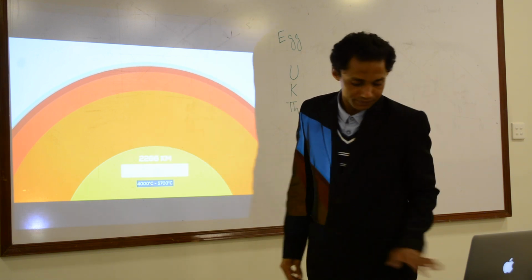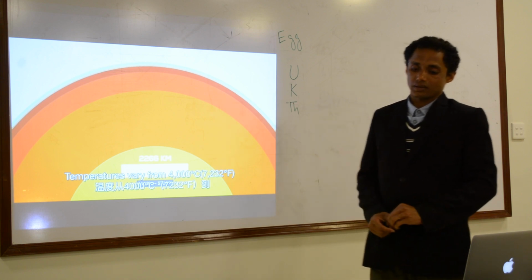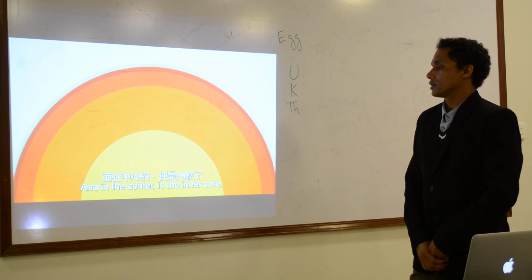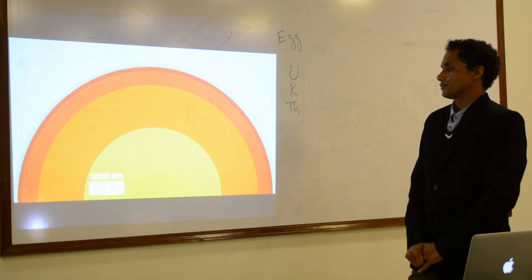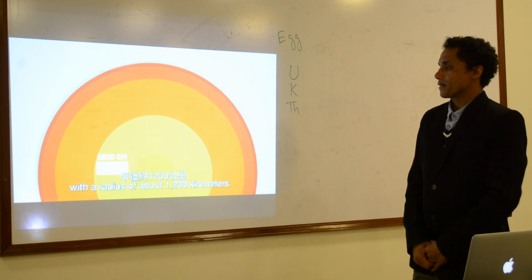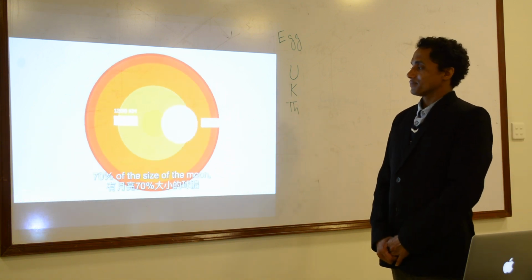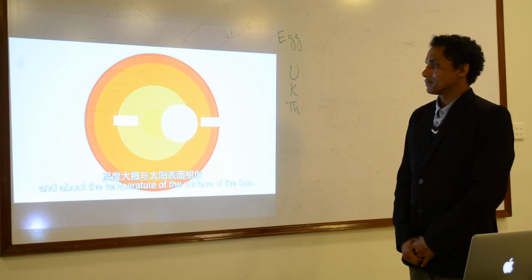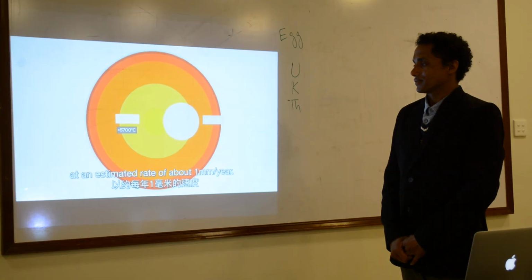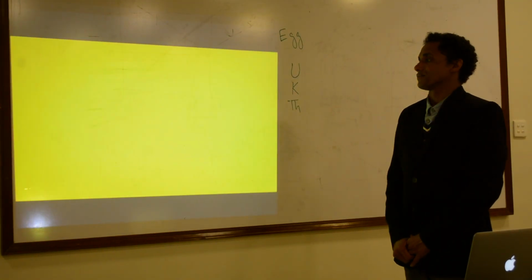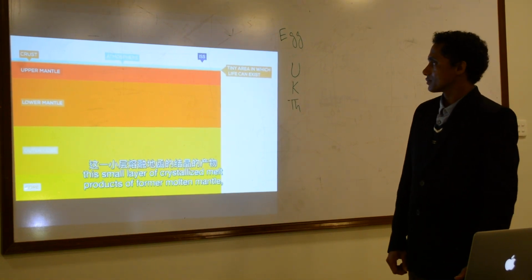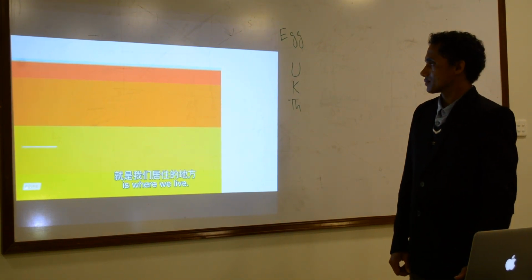Temperatures vary from 4,000 degrees Celsius to 5,700 degrees Celsius. And in the center is the inner core. It's mostly solid, a ball made of an iron-nickel alloy with a radius of about 1,200 kilometers, 70% the size of the moon, and about the temperature of the surface of the sun. It is slowly growing at an estimated rate of about 1 millimeter per year. Now for some perspective. This small layer of crystallized products of former molten metal is where we live.